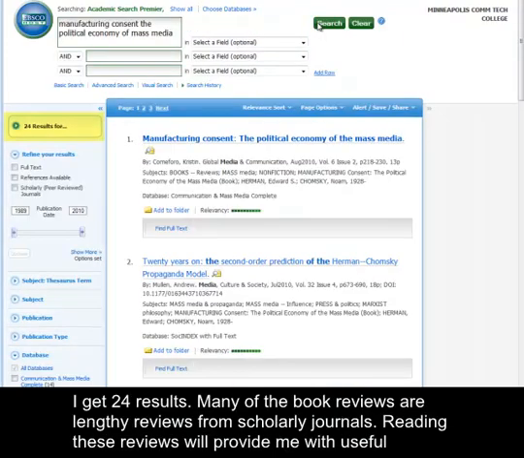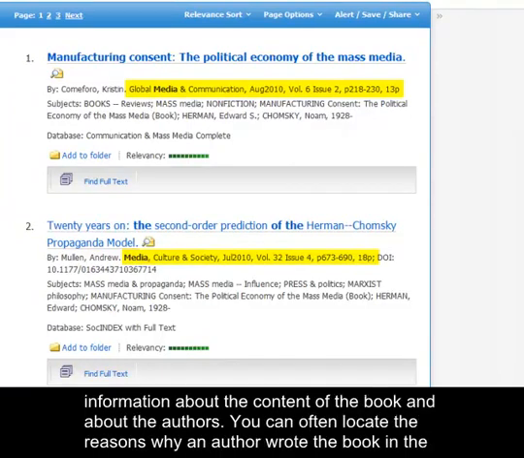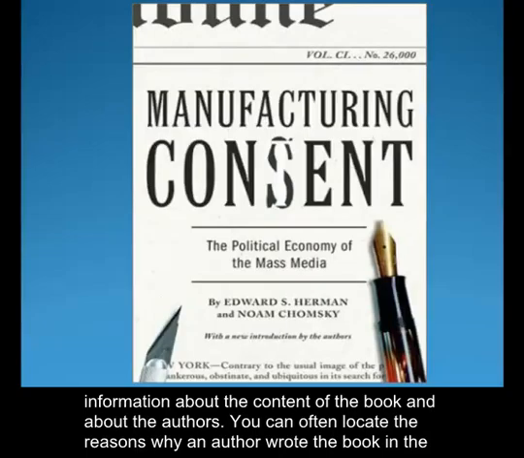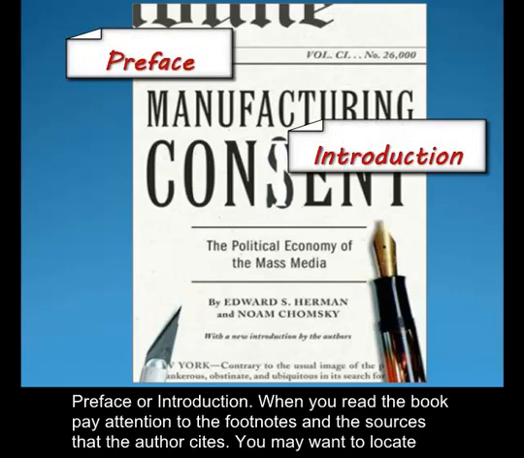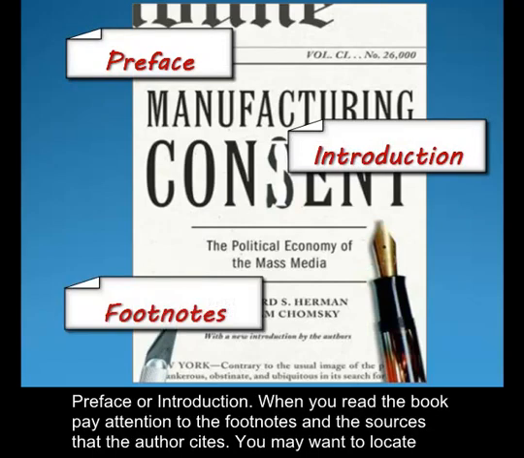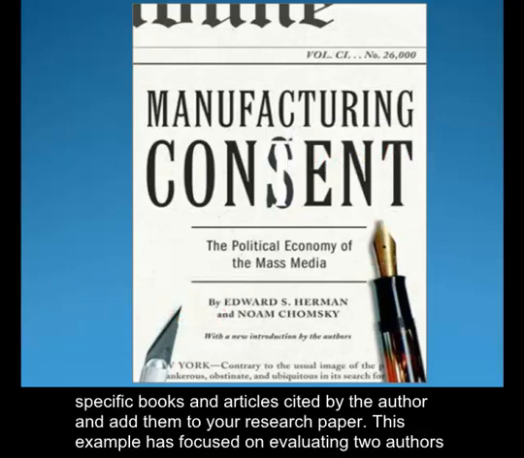I get 24 results. Many of the book reviews are lengthy reviews from scholarly journals. Reading these reviews will provide me with useful information about the content of the book and about the authors. You can often locate the reasons why an author wrote the book in the preface or introduction. When you read the book, pay attention to the footnotes and the sources that the author cites. You may want to locate specific books and articles cited by the author and add them to your research paper.